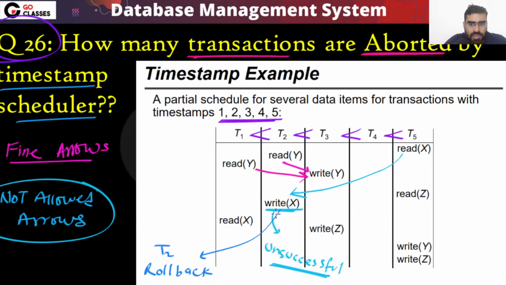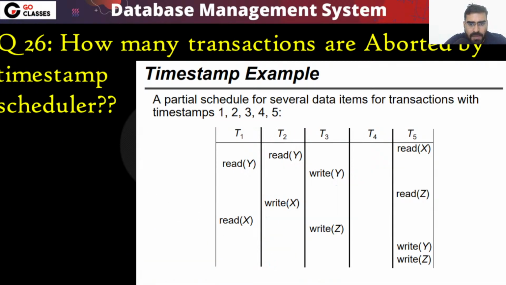Clear? So will T1 roll back? Tell me, simple question I am asking. Will T1 roll back, given that T2 is rolling back? This is a beautiful question, and the reason is very simple. When you are here, T2 is already gone. Do you agree that at this point T2 is already rolled back?